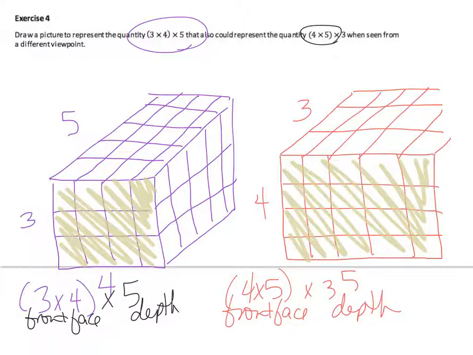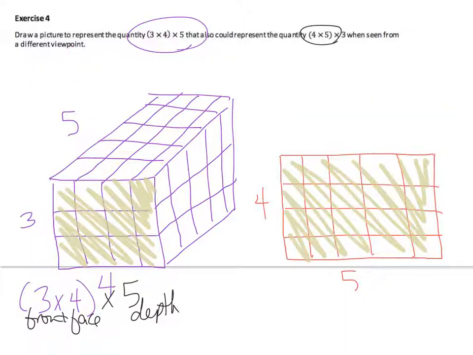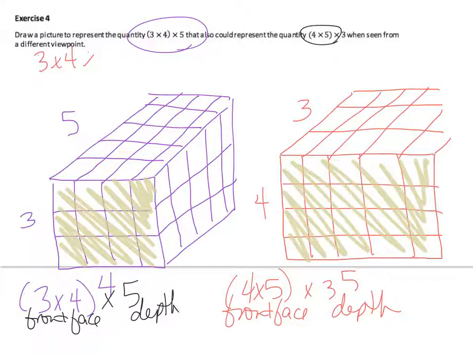Now I have the same number of cubes, the same number of pieces on both drawings, no matter if my front face is 3 by 4 or my front face is 4 by 5. Okay, they're exactly the same number of cubes. Its volume is still 3 by 4 is 12. Sorry, that was odd. 3 by 4 by 5.